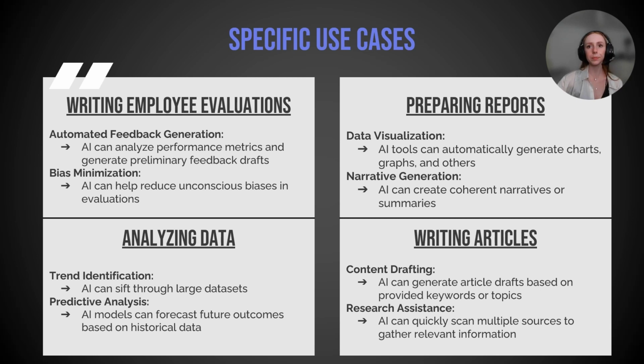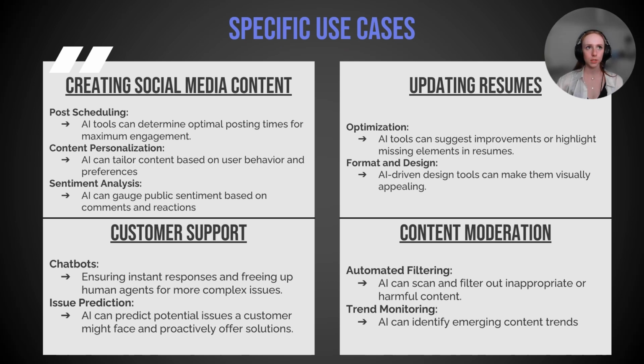And then it's really great for research assistance, definitely. So AI can quickly scan multiple sources to gather relevant information or statistics for an article. So if we have a specific person we want to talk about, we can ask AI, like, can you find articles on this person, please? And then it can bring out those articles and lead us to the right place, and then we can go from there. Here we have some more specific use cases.